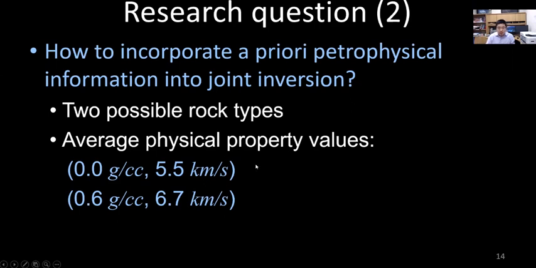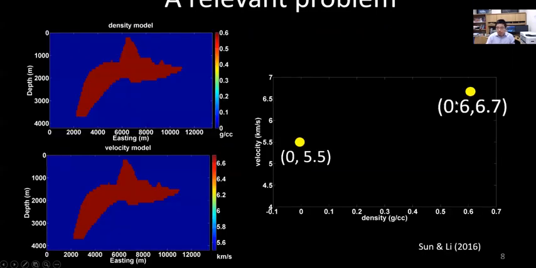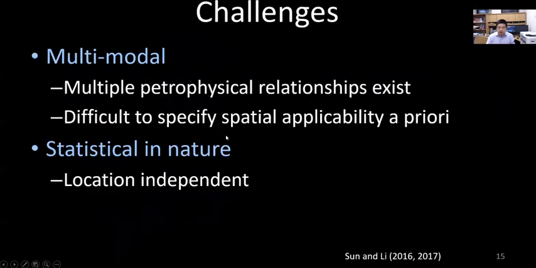This is a challenging problem if you really think about it, because first of all, we have multiple types of physical relationships in this area. In this case, we have two. Well, that will be a problem because if there are two possible relationships between density and velocities, how are you going to know at which area of the model region you're going to apply which one of these? So that's what I wrote down here. It's very difficult to specify the spatial applicability of the multiple relationships a priori.